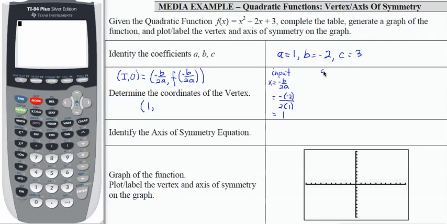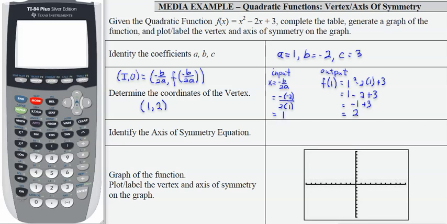So what we want to do now is to find the output that is associated with an input of 1. To do that, we take our function and we use 1 as input. That's what f of 1 means. So I'm going to take 1 squared minus 2 times 1 plus 3. That's going to give me 1 minus 2 plus 3. That's going to give me -1 plus 3, or 2. So my ordered pair for my vertex then is 1, 2.